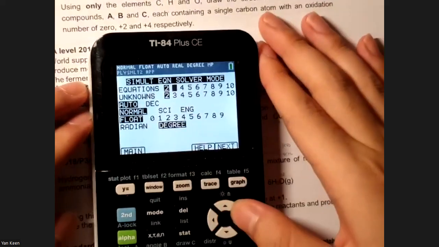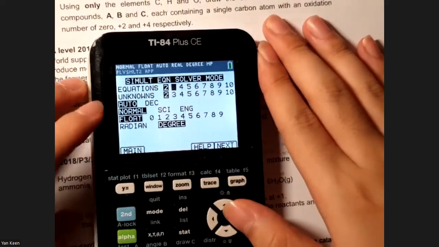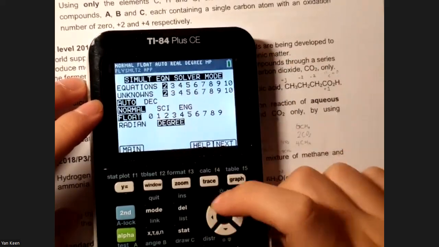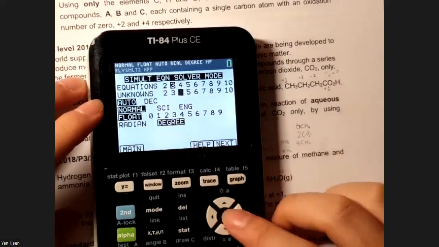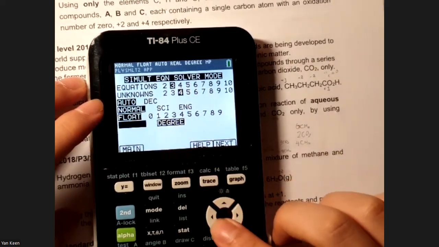So simultaneous equation is 4. Equation is no, we're gonna have 3. I'm sorry, we're gonna have 3. Unfortunately, we have 3, but we have 4 unknowns. Right, and then we have to format it as this minus this minus.